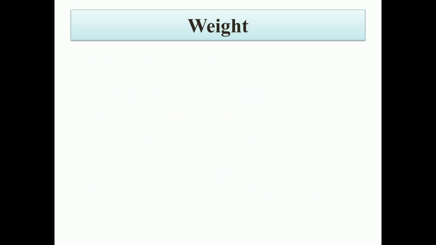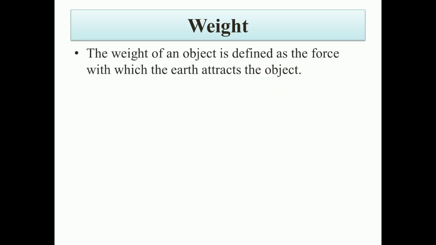What is weight? Weight is basically the force exerted by the earth on an object. Weight of an object is defined as the force with which the earth attracts the object. You know that each and every object is attracted by the earth towards its center. So weight is nothing but that force which attracts the object towards itself.